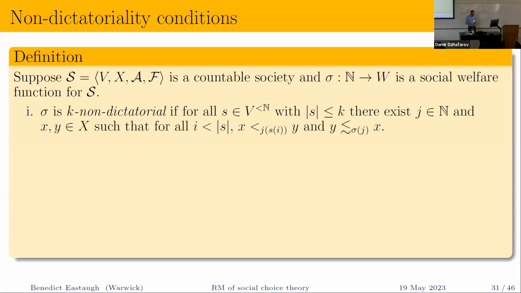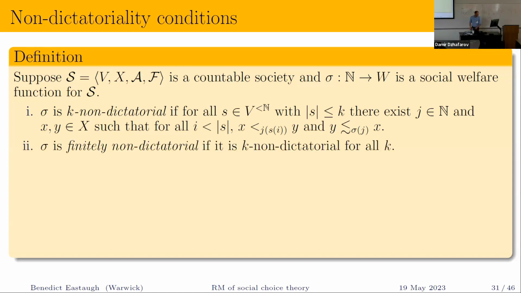So let's say that sigma is k-non-dictatorial if there's no, I'm not sure I can phrase this very well, but basically if you have any sequence, therefore coding a finite set, that is less than or equal to k in length, then there's some j and some pair of alternatives x and y such that everyone in the finite set coded by this sequence prefers x to y, but the social welfare function ranks y at least as highly. So it's just non-dictatoriality, but for some set of cardinality k. And then the uniform version, sigma is finitely non-dictatorial if it's k-non-dictatorial for all k.